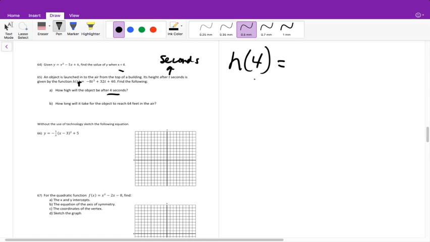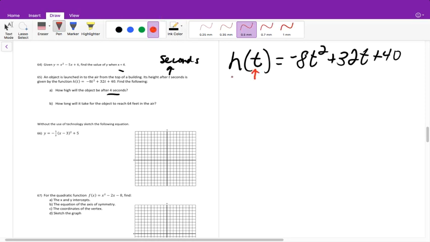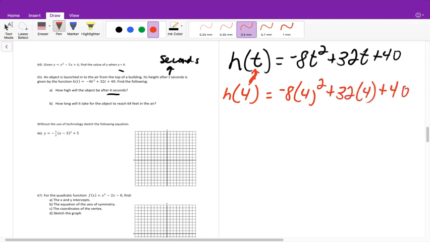So when we're trying to solve for how high it is after 4 seconds, we are substituting 4 in for t. Let me write it in function form for you. So it's h of t is equal to negative 8t squared plus 32t plus 40. So when we're substituting 4 in for t, this lets me know that I'm substituting 4 for every single t. So it's equal to negative 8 times 4 squared plus 32 times 4 plus 40.